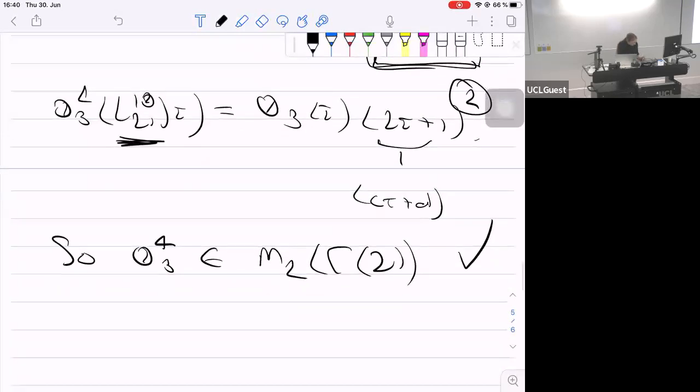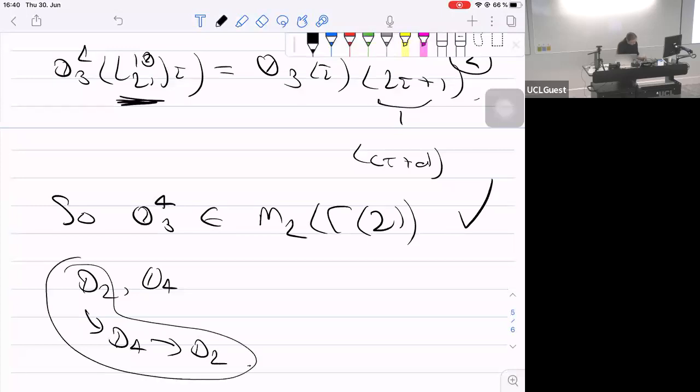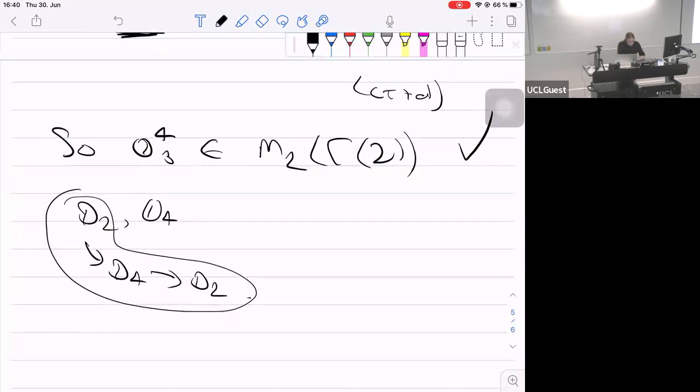And I said it's exactly the same story for theta 2 and theta 4, except the transformation property for theta 2 and theta 4 involves the other one at some point. So you will apply first the inversion and get a theta 2 going to a theta 4, do the periodicity thing, and then apply the inversion again and get theta 4 going to theta 2. So overall, you'll relate theta 2 to theta 2, and the same story works as above.